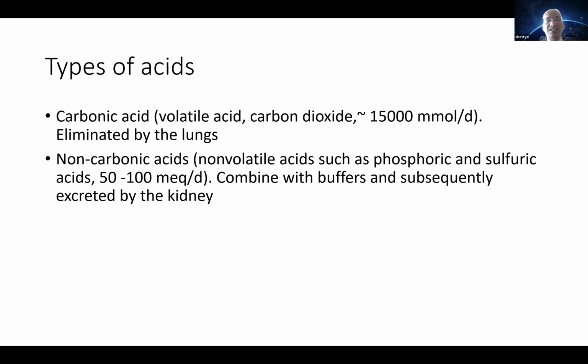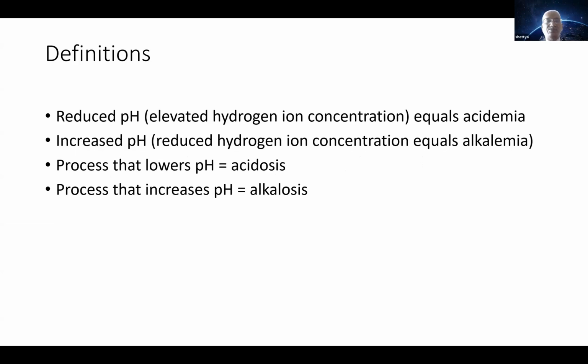The types of acids that we deal with are carbonic acid, which is excreted by the lungs, and non-carbonic acids. Some of them are phosphoric acid and sulfuric acid. These combine with buffers and they are excreted by the kidneys. So low pH means acidemia, high pH means alkalemia. Acidemia refers to the pH and acidosis refers to the process that lowers pH.